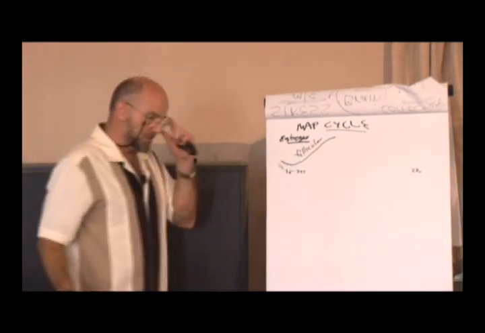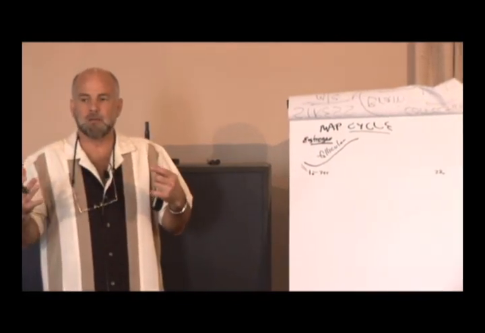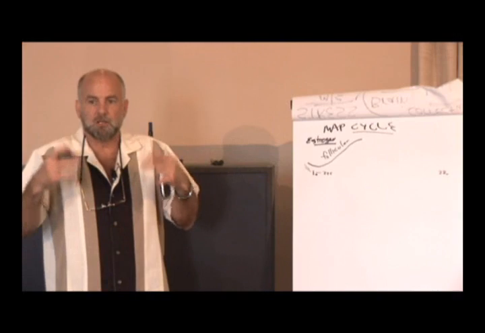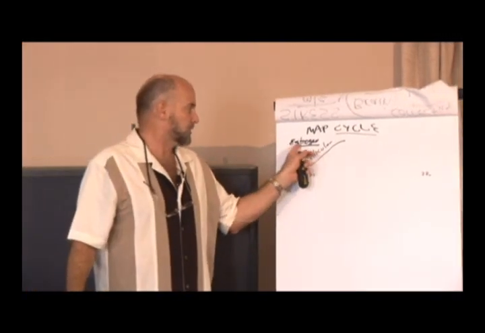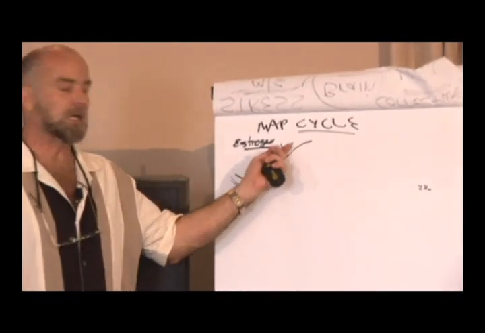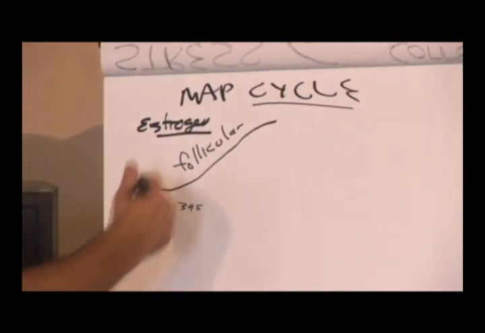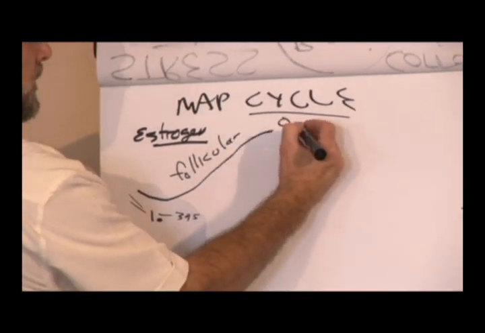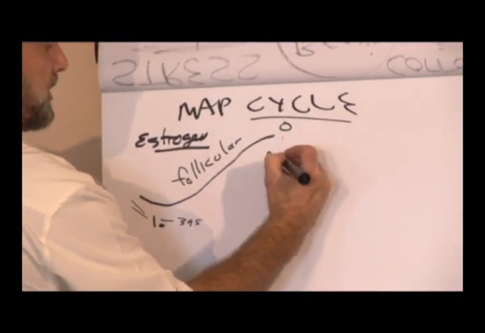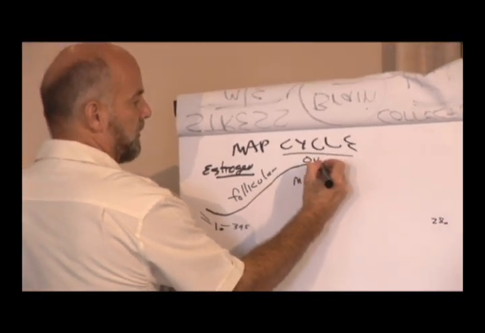And why is that? Because the follicle in the ovaries is ripening an egg. The purpose of estrogen is to ripen an egg in the follicle. And so in the follicular phase, when estrogen is the dominant hormone, that's why we call it that. Now, then you'll have somewhere in here in the mid-cycle is when you actually do ovulate.